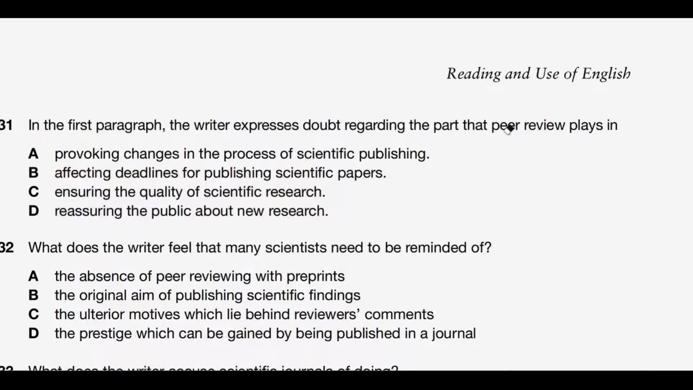And you can see here the role peer review plays: does it affect deadlines for publishing scientific papers, or does it play a role in ensuring the quality? Well, I would have to say it is about the quality of the research, the trustworthiness. It's not the fact that it takes a whole year to publish. It's a fact that you need that year to ascertain whether the paper is of good quality and can be trusted. So that would definitely be my answer here, C.